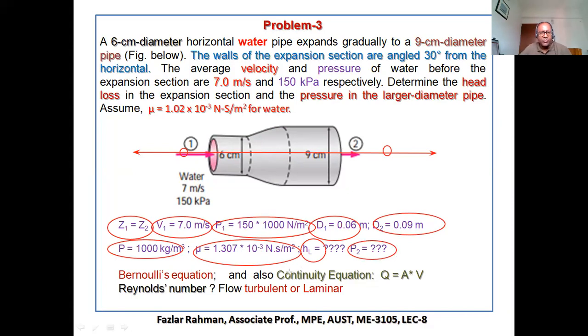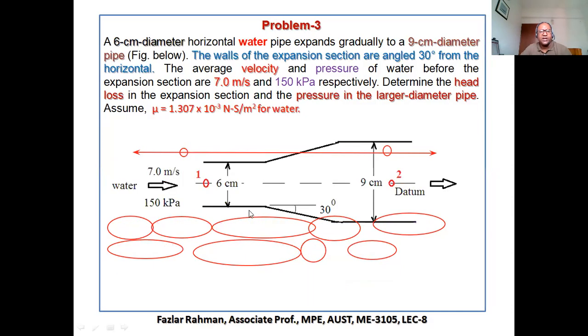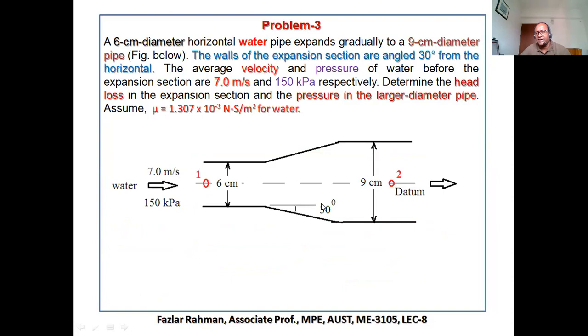Now you see we also need to use the continuity equation to figure out the velocity because Q equals AV. So this was just an introduction of the problem. Now, if you like to figure out, you see this angle is 30. So when you figure out the minor loss, our angle will actually be the total angle. So that means our angle will be 60 degrees. Okay. So let's solve it.